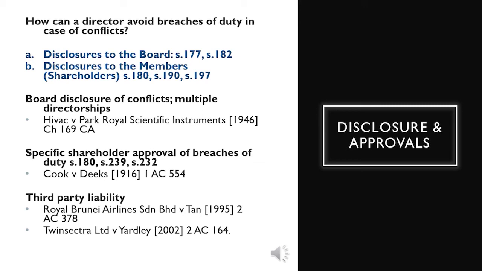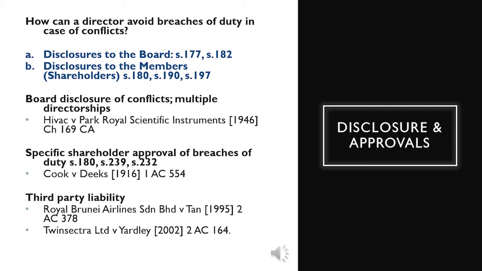So where do you find these disclosures? Some of the disclosures need to go to the board of directors. Some disclosures need to go to the shareholders, depending on what we're talking about. So you need to develop a degree of familiarity with the underlying sections to be able to distinguish one from the other.